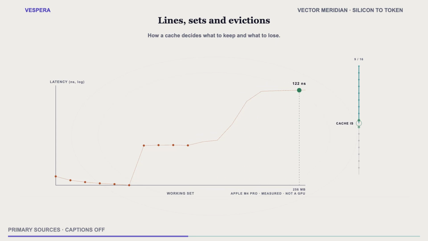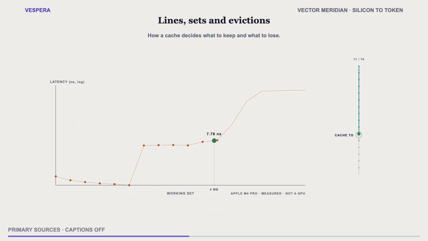There is one more piece of machinery that is invisible until it hurts. Your program uses virtual addresses. The hardware uses physical ones. Something must translate. That something is a page table, and since consulting it on every access would be ruinous, there is a cache of recent translations, called the TLB. The TLB has a few thousand entries. With 4 kilobyte pages, that covers a few megabytes.